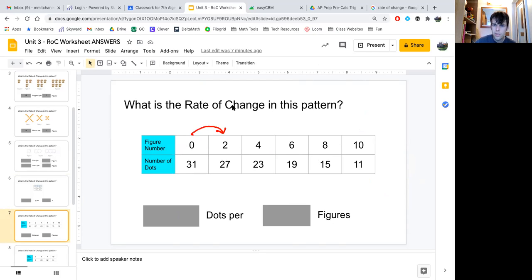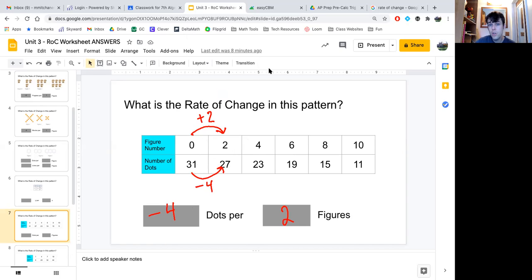0, 2, 4, 6, 8, 10. So we're increasing by 2 on the figure number. We're kind of skipping a number in between 1, 2, 3, 4, and so on, but it's fine. It's increasing by 2. And in our pattern here, we're actually decreasing by 4. So it's decreasing by 4 dots per 2 figures.